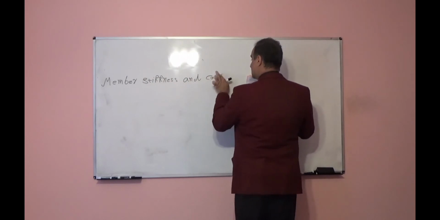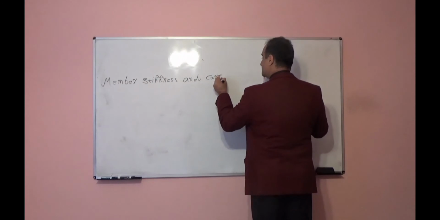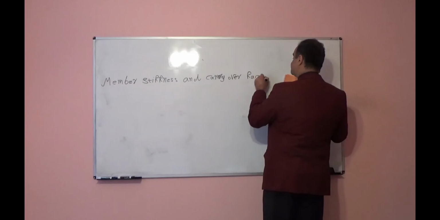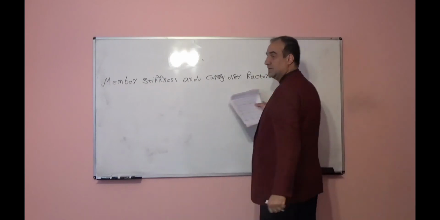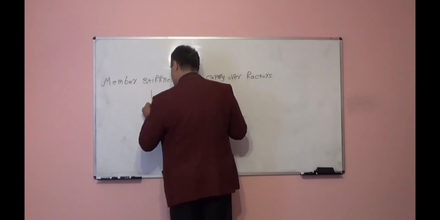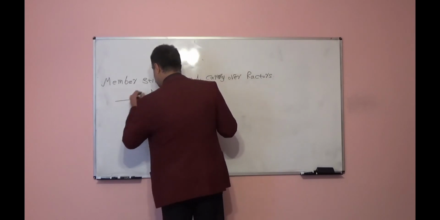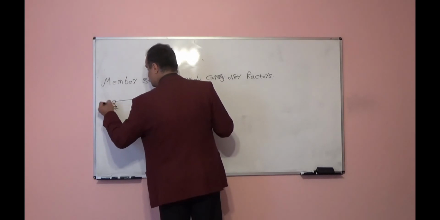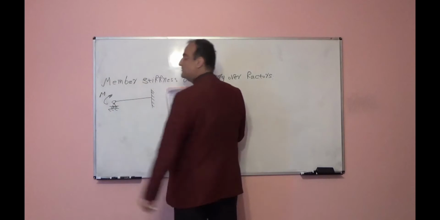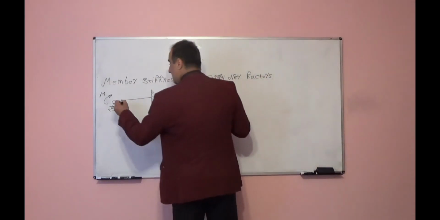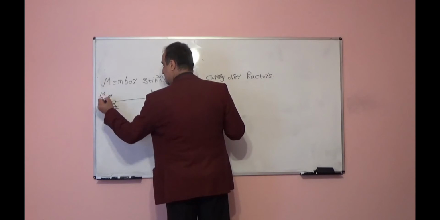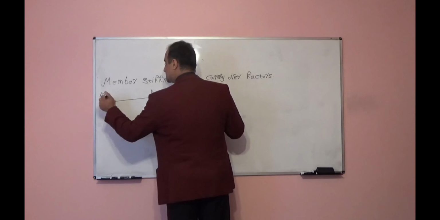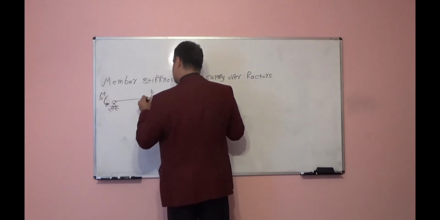Member stiffness and carryover factor. For example, if we have this beam, one end is fixed, the other is a roller support, and I apply moment M here. If this is MA at point A, this is B. If I apply moment M, let's say I apply in this direction, positive direction.